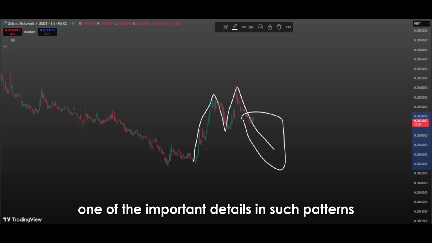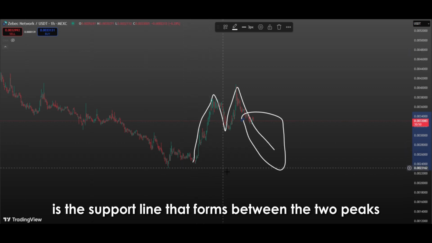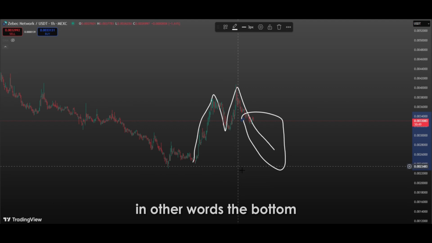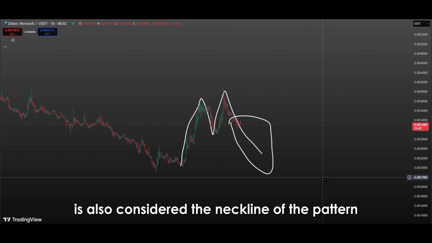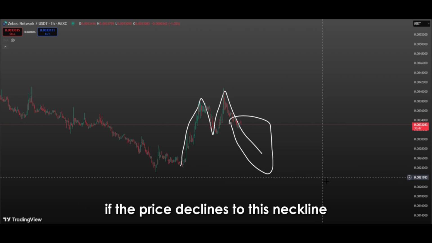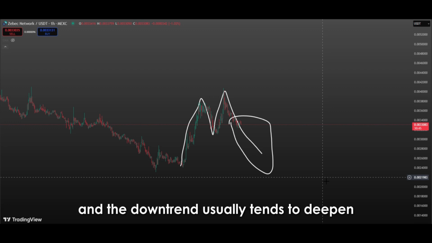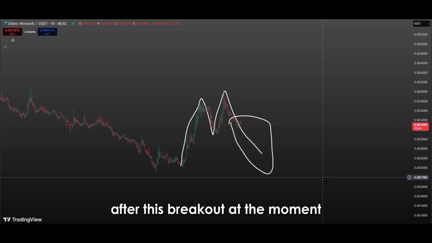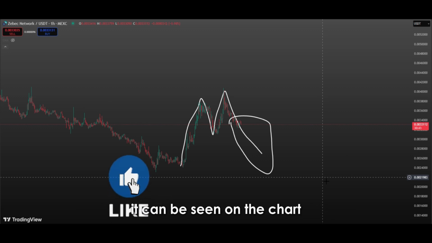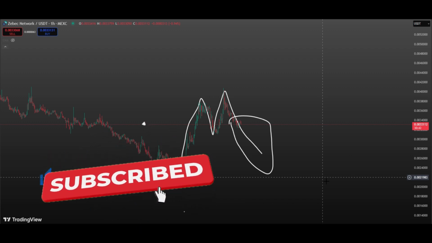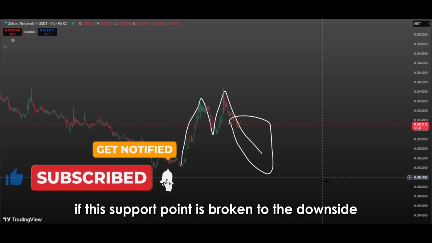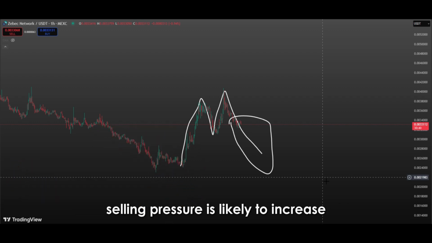One of the important details in such patterns is the support line that forms between the two peaks. In other words, the bottom that the price forms between the two peaks is also considered the neckline of the pattern. If the price declines to this neckline and breaks it to the downside, the double top pattern is completed in technical analysis, and the downtrend usually tends to deepen after this breakout. At the moment, it can be seen on the chart that the price is starting to retreat step by step towards this line. If this support point is broken to the downside, selling pressure is likely to increase.